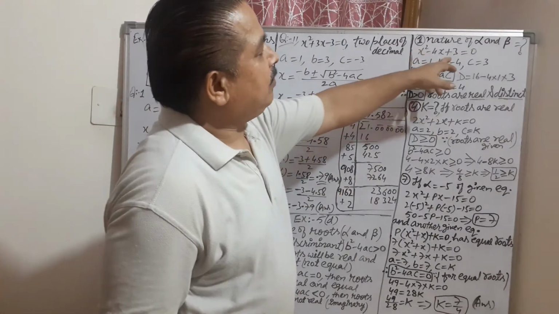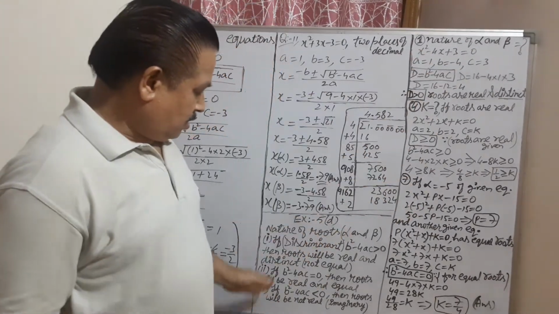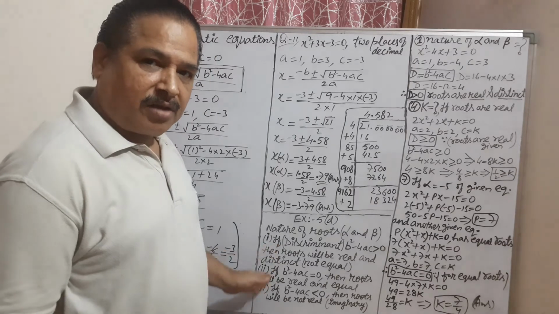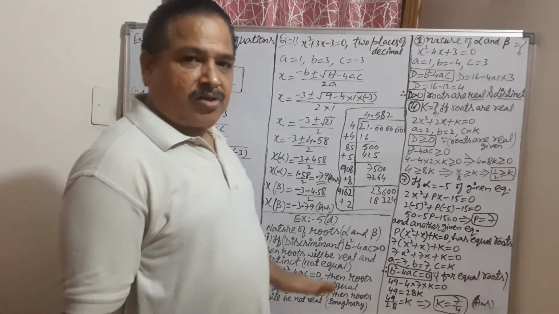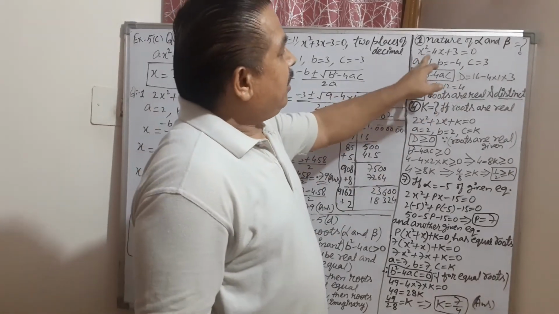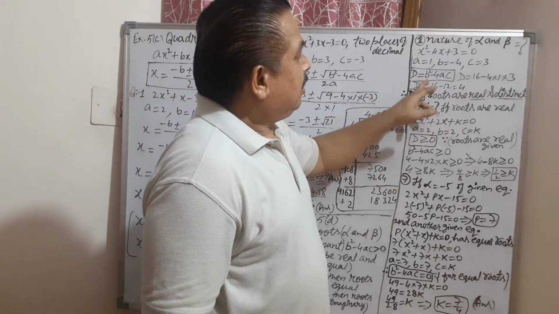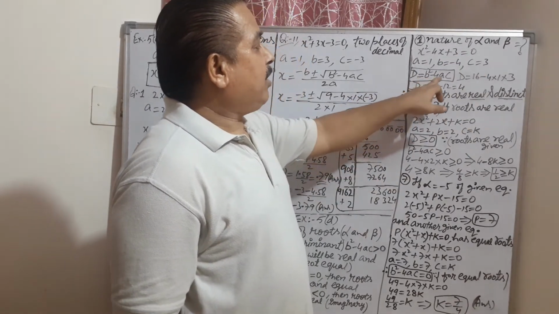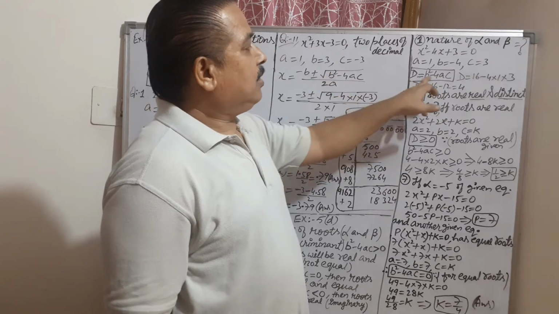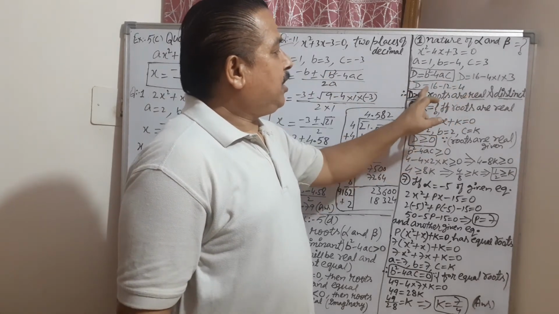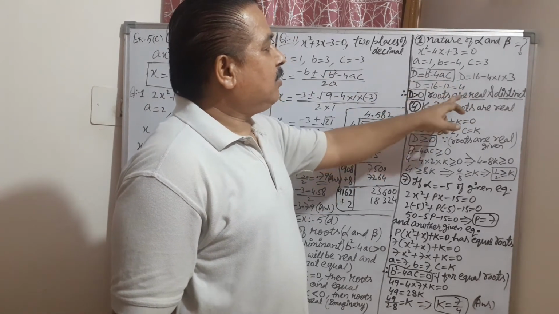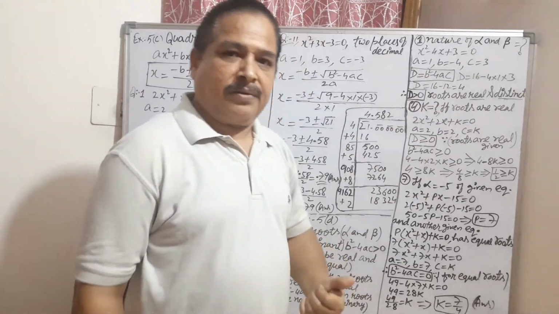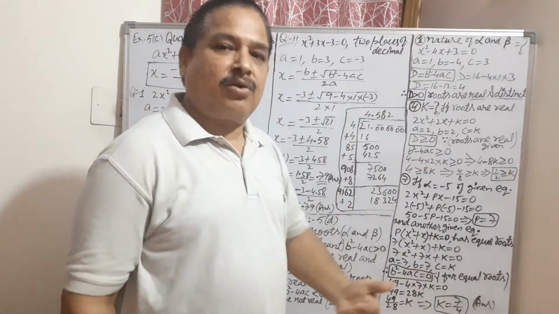Now see, nature. Find the nature of this quadratic equation. How many properties are there for nature? 3 properties, 3 conditions you can say. So a is 1, b is minus 4, c is 3. Use the discriminant formula, b square minus 4ac. Put the value. D is coming 4. Discriminant is coming 4, which is greater than 0.